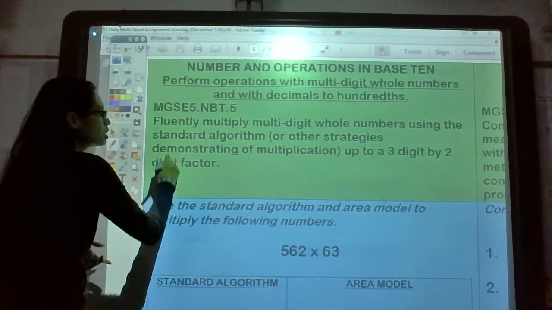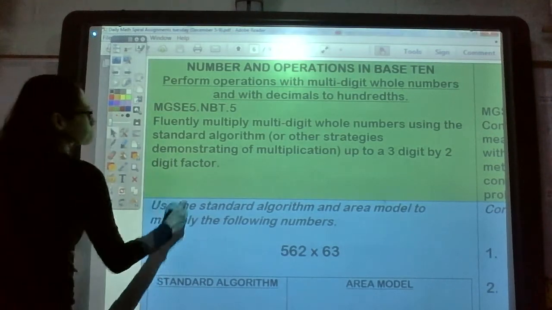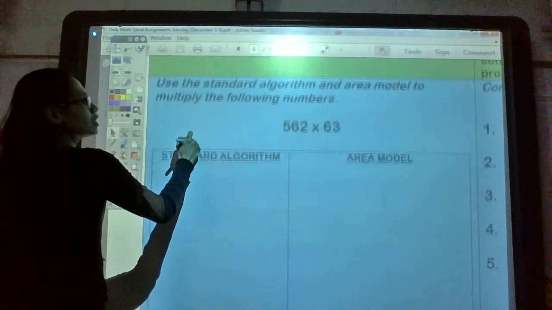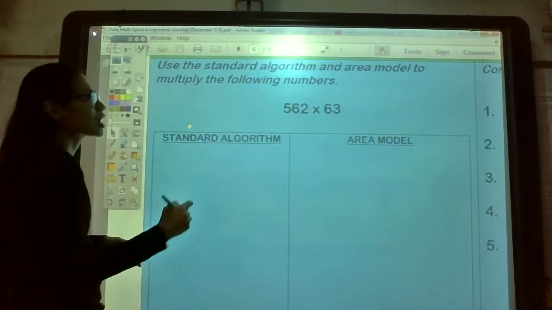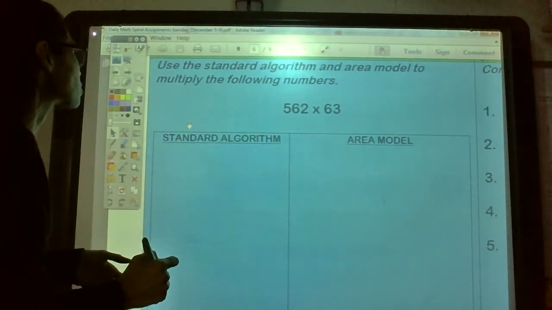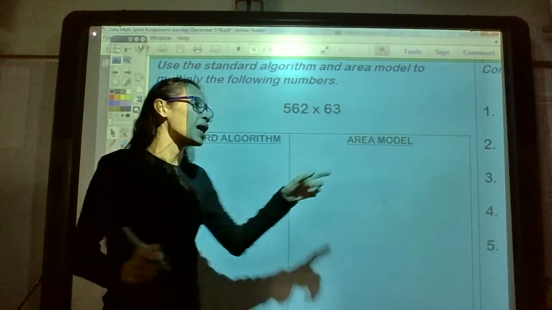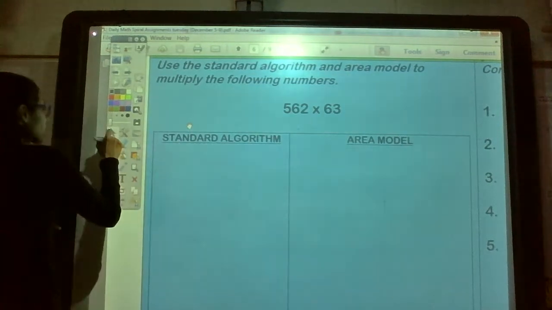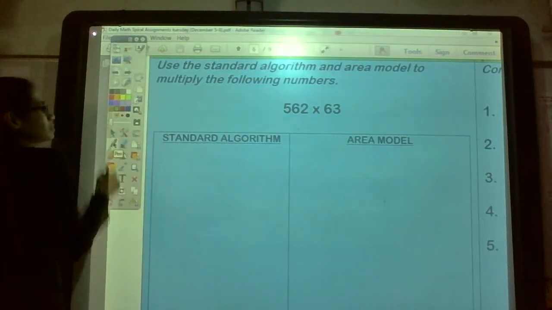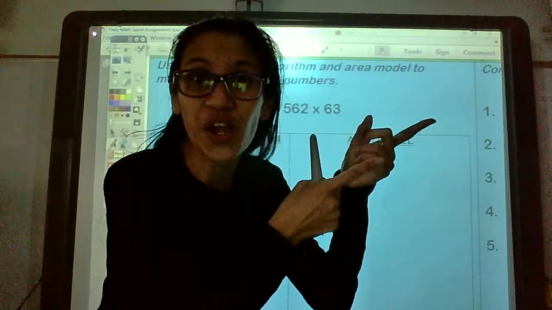In this problem, we are going to use the standard algorithm and the area model to multiply the following numbers. Let's start with the standard algorithm. That's right, 562.